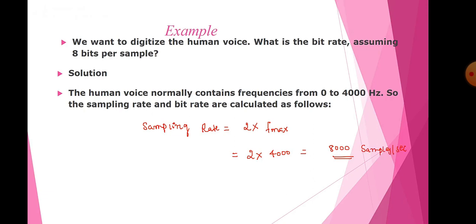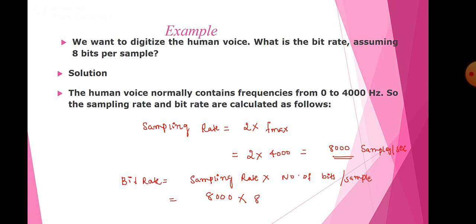So now we have to compute the bit rate. Bit rate equal to sampling rate into number of bits per sample. So in this case, sampling rate is 8K, that is 8000 samples per second, into we need 8 bits per sample. So we can get the solution as 64 kilobits per second.